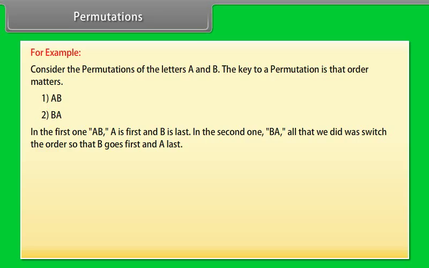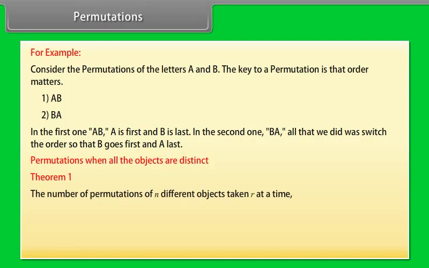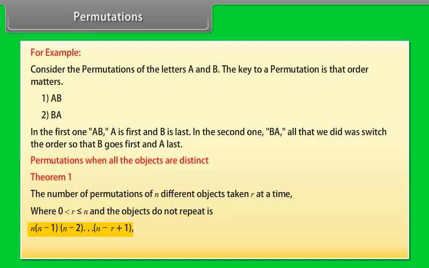Permutations when all the objects are distinct. Theorem 1. The number of permutations of n different objects taken r at a time, where 0 is less than r is less than or equal to n, and the objects do not repeat, is n into n minus 1 into n minus 2 up to n minus r plus 1, which is denoted by nPr.